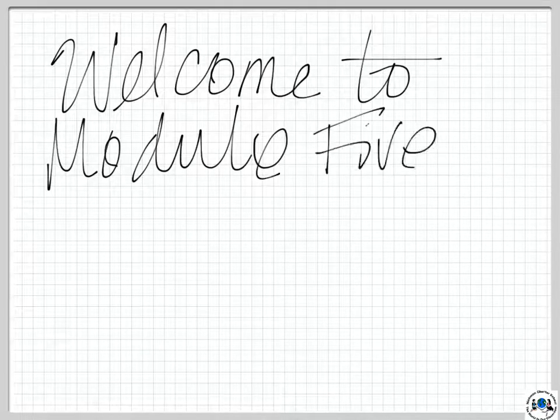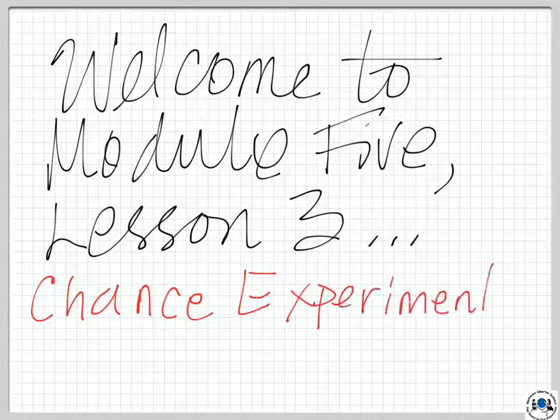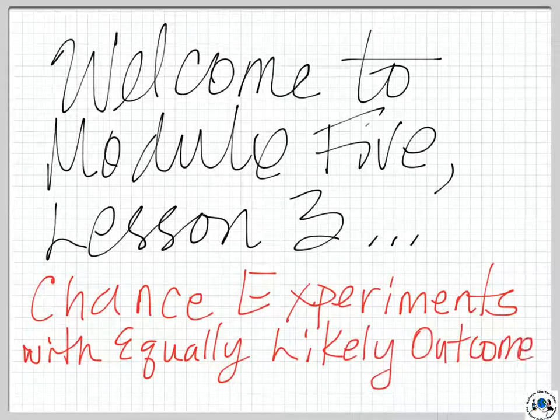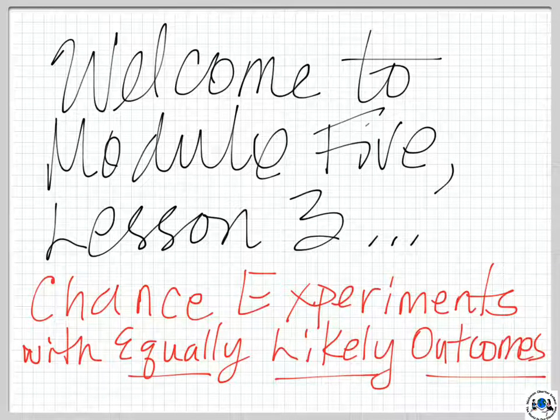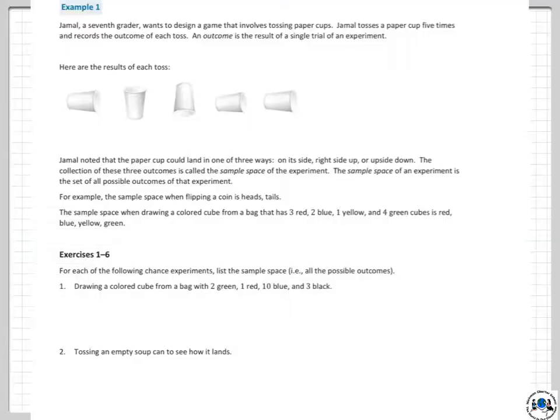Welcome to Module 5, Lesson 3, Chance Experiments with Equally Likely Outcomes, which you will see is not necessarily the case with the experiment that we do that takes up the bulk of this lesson. Okay, and here is that experiment.